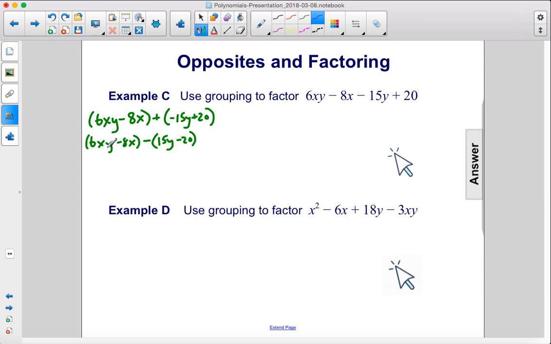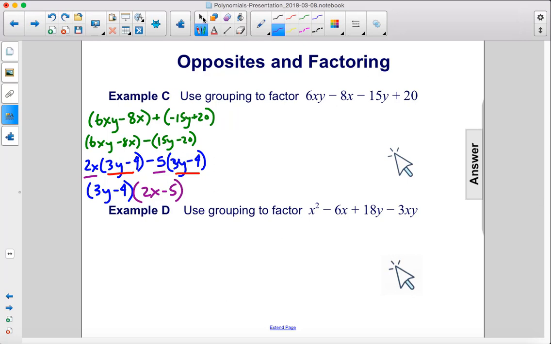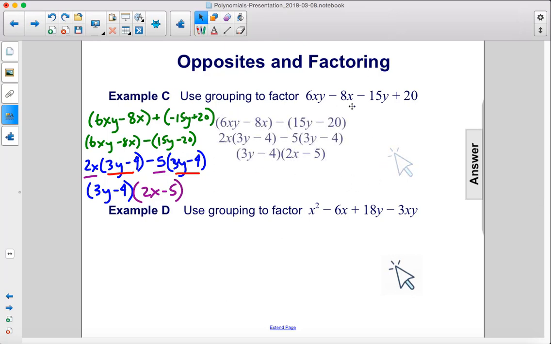Now let's take out the greatest common factor. Here that would be 2x, and that leaves us with 3y minus 4 minus the greatest common factor here is 5, and that leaves us with 3y minus 4. And look, we have a 3y minus 4 here, a 3y minus 4 there. Therefore, we can factor that out, put it in the front, and whatever's left, we'll multiply here. 2x minus 5. And there we go.